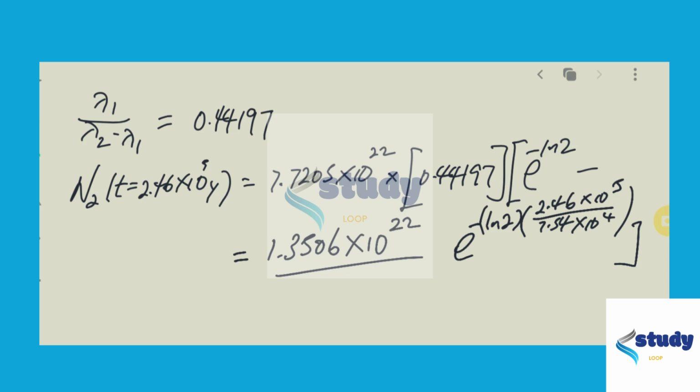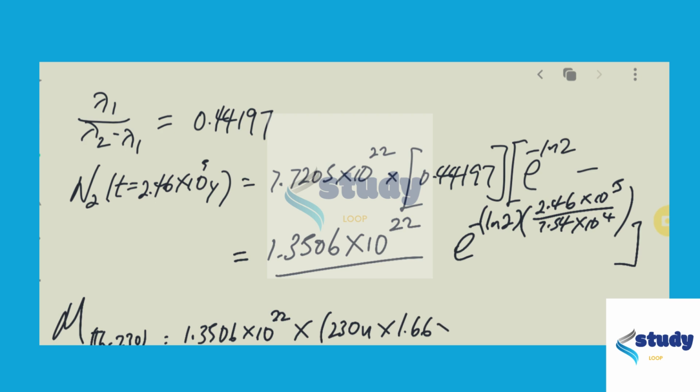And then to calculate the mass of thorium, multiply this number of atoms by the mass of each of this, which is 230 u times 1.66 times 10 to the power minus 27 to convert into kilograms. You should get about 5.16 times 10 to the power minus 3 kilograms, or just 5.16 grams.